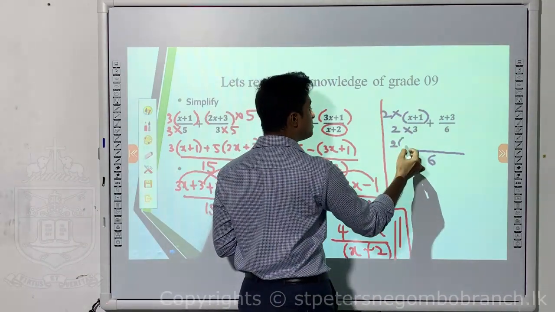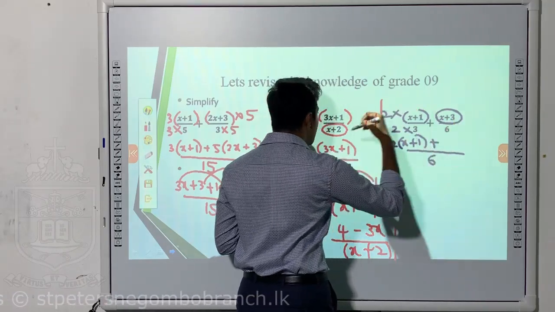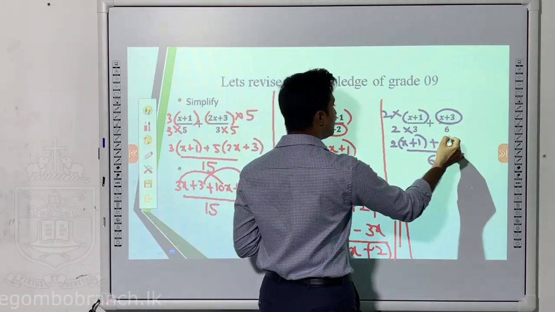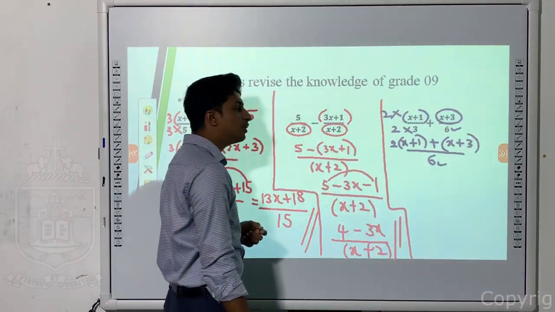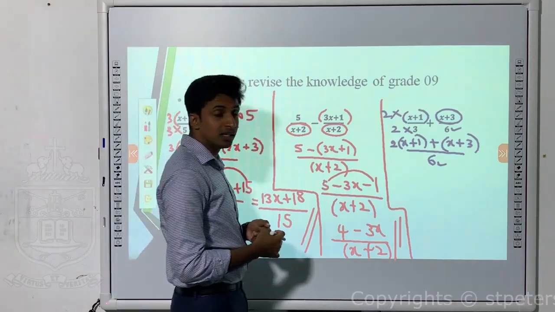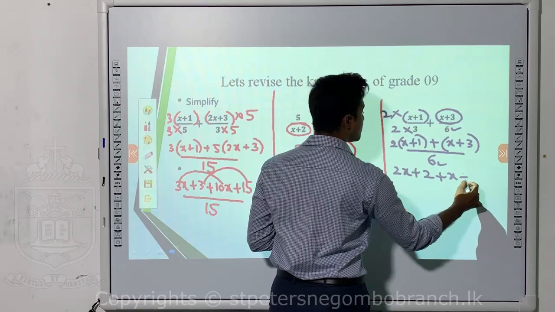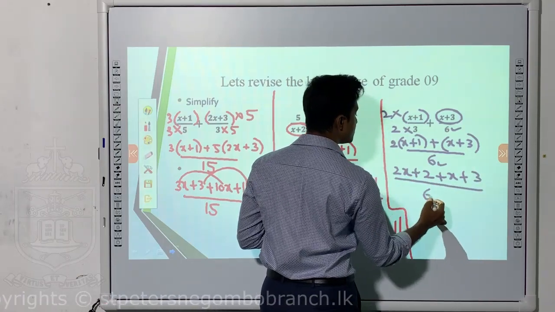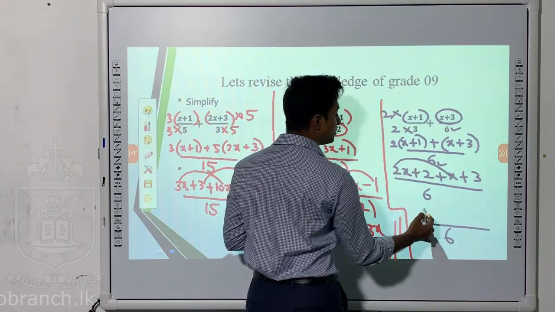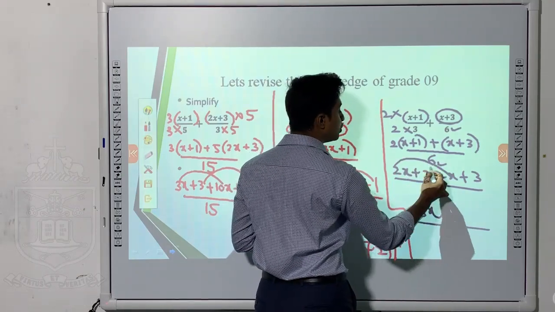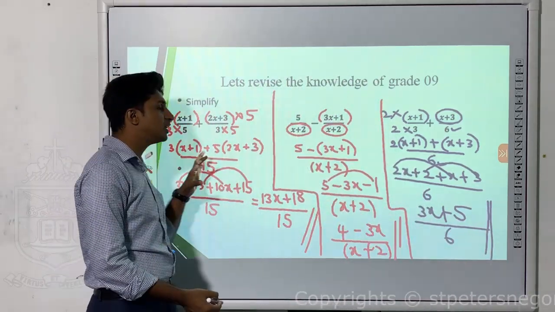That is going to be 2 times x plus 1 plus, here there is no change in the denominator, so keep the numerator as it is because you have the same denominator. No need of changing the numerators then. Then this is going to be 2x plus 2 plus x plus 3 over 6. So that is going to be 6 down, 2x plus x will be 3x, plus 2 plus 3 will be 5. So in this question, these are the things that you have done in grade 9.